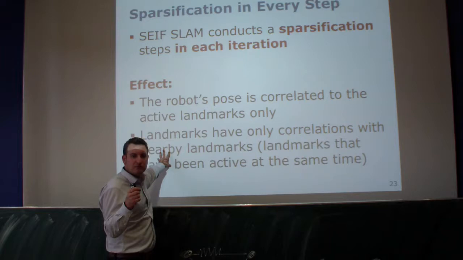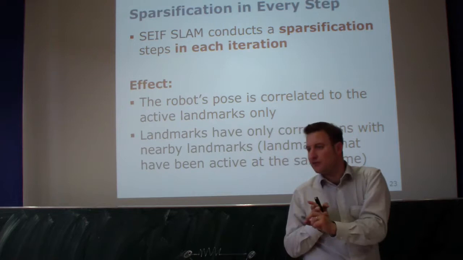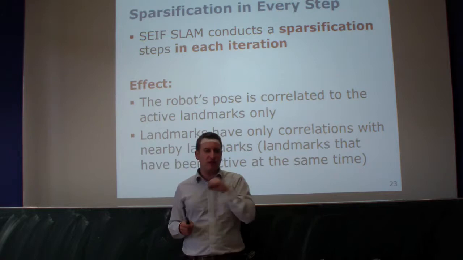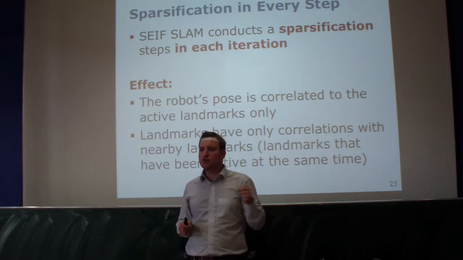These are the two important things, because this means that our matrix is actually sparse, or stays sparse, even if we revisit places over and over again. So every landmark has only a very limited number of direct connections to other landmarks, and the robot's pose is only directly connected to the currently active landmarks.